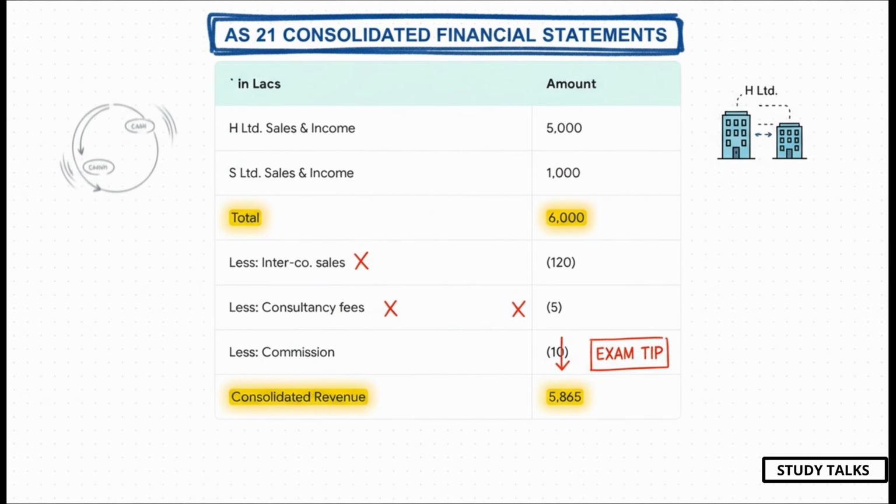So let's see how that works with our numbers. We start with the combined revenue of 6,000 lakhs. Then we subtract the 120 for the intercompany sale. We take out the 5 for consultancy fees, and we remove the 10 for commission. What we're left with is 5,865 lakhs. That's the real consolidated revenue, the money the group actually earned from the outside world.